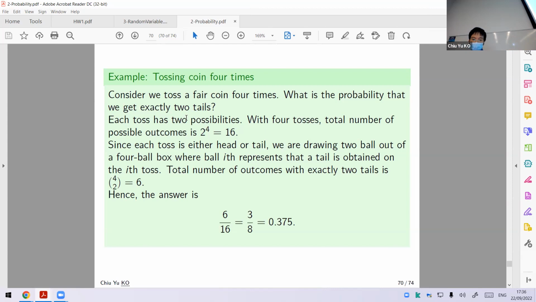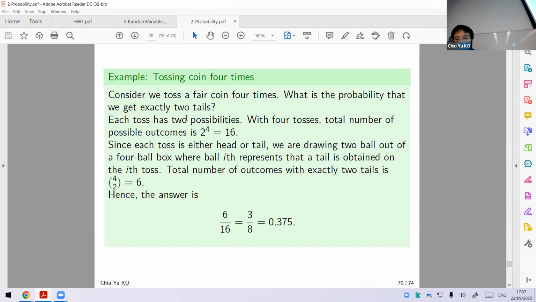Okay, so first, we consider what the sample space is here. How many outcomes are there? We can think about this using the principle of counting. Each toss has 2 outcomes, so you have 2 times 2 times 2 times 2. That's 2 to the power 4, which is 16. Is that clear? 16, because each toss has 2 outcomes, and you do this 4 times.